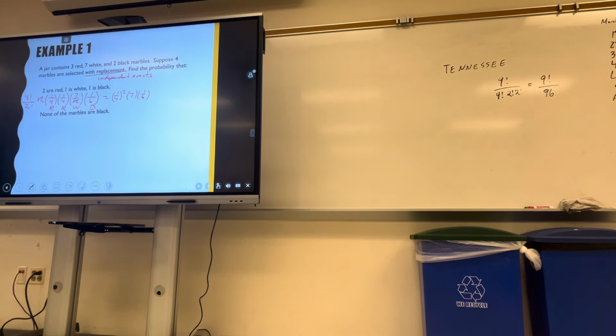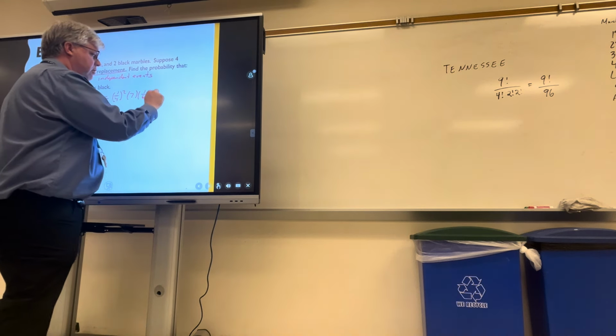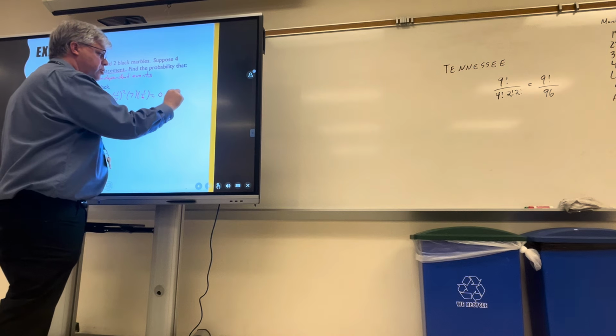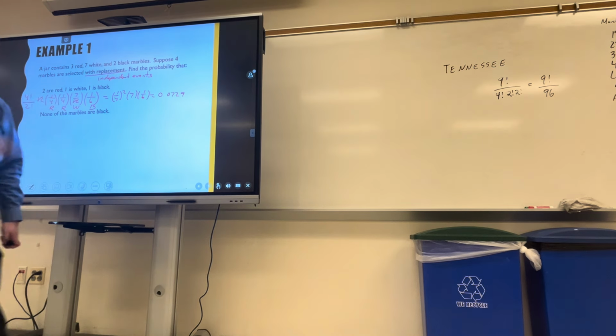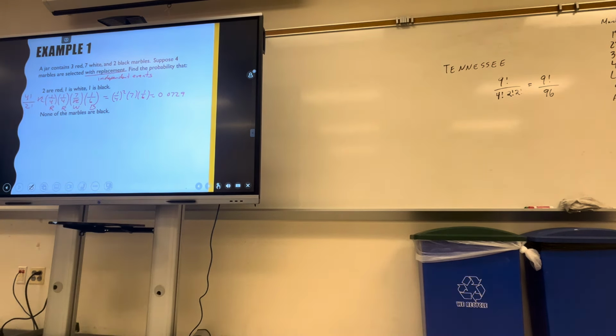Can somebody give me a decimal for that? 0.0729. And that is the 3 sig fig answer, right? 0.0729. The 0 doesn't count as a sig fig, right? So that's 4 decimal places, but 3 sig figs. Okay? All right, what about the chance that none of the marbles are black?